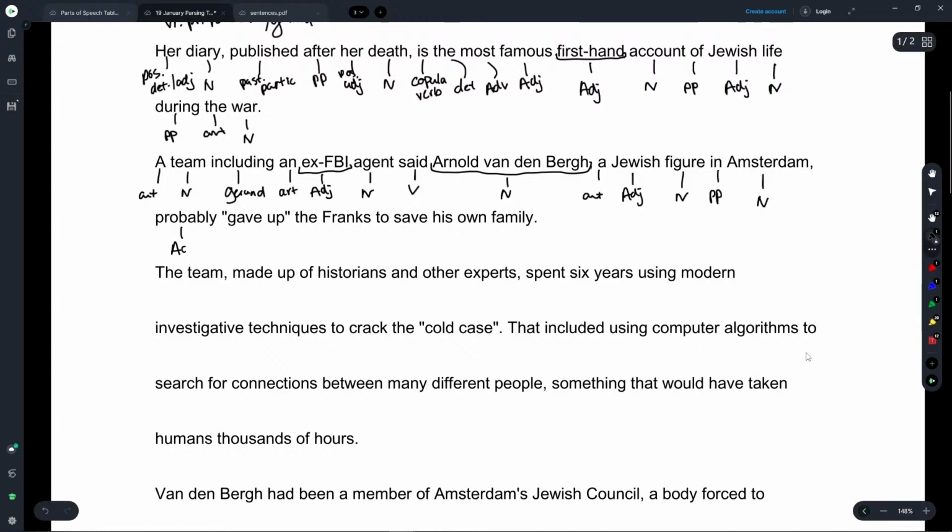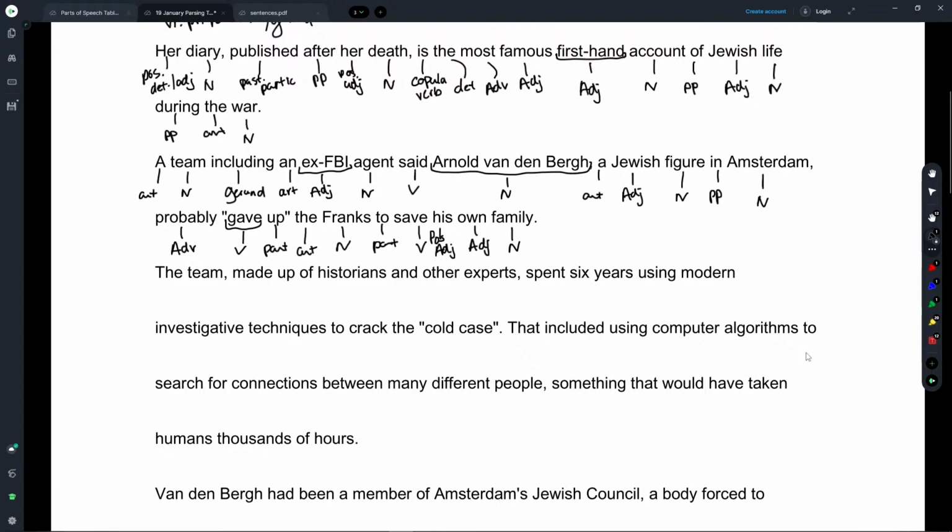probably, adverb, gave, verb, up, particle, to create the phrasal verb to give up, the, article, Franks, noun, to, particle, save, verb, his, possessive adjective, own, adjective, family, noun.